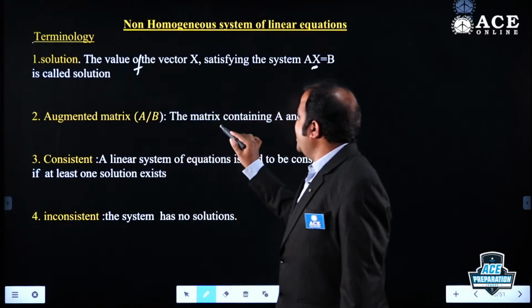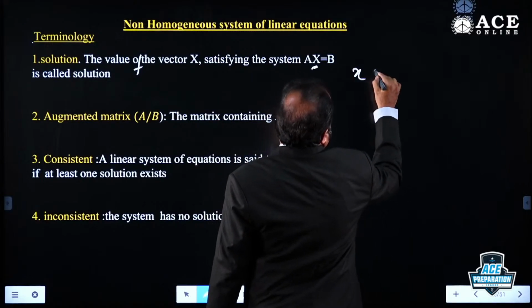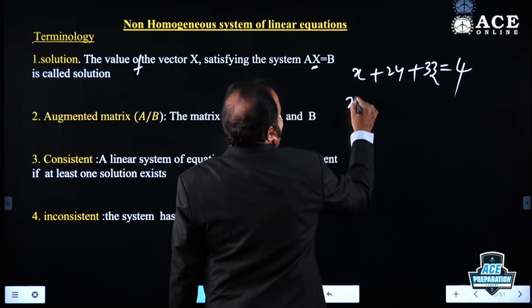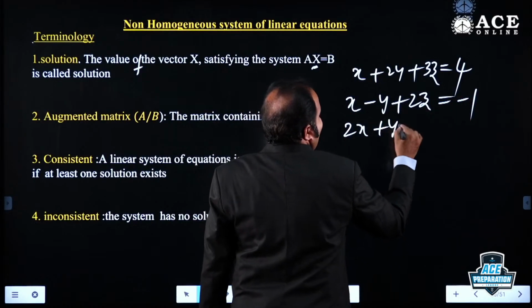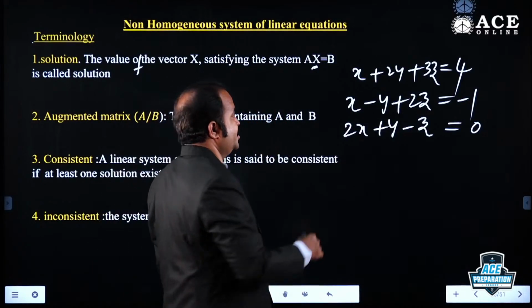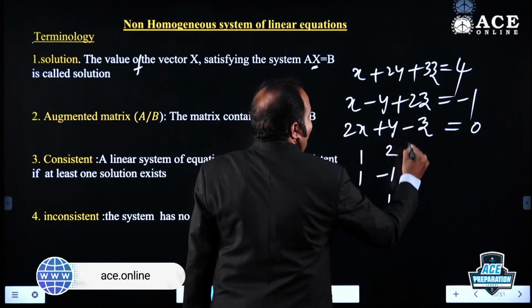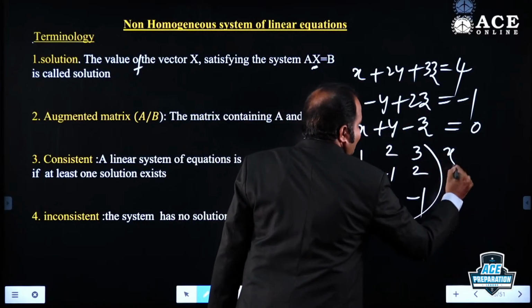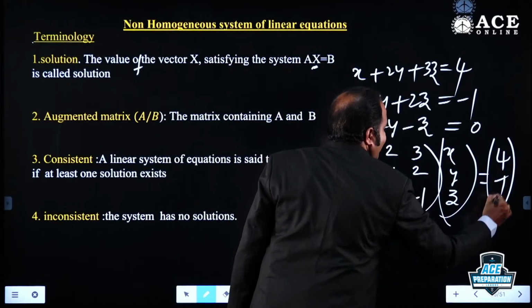So augmented matrix [A|B] is the matrix containing A and B. For example, the system is like x plus 2y plus 3z equal to 4, x minus y plus 2z equal to minus 1, 2x plus y minus z equal to 0. This is a system of 3 equations in 3 unknowns, right? So what is the coefficient matrix? It is A with rows 1, 2, 3; 1, minus 1, 2; 2, 1, minus 1. X means the unknown vector x, y, z. The right hand side vector is 4, minus 1, 0. Am I right?